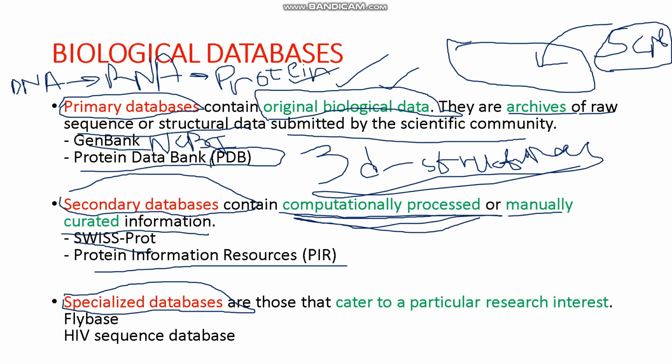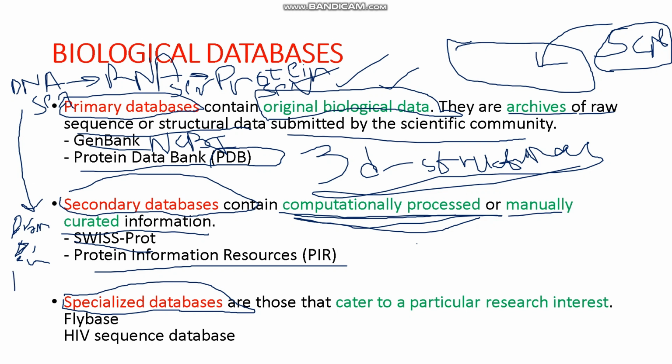In the primary databases, the DNA sequence, the RNA sequence, and the protein sequence are stored. But in the secondary databases, we will discuss the things available in the DNA. Promoters are available in it. The exons are available in it. The introns are available in the DNA sequence or in the RNA sequences.